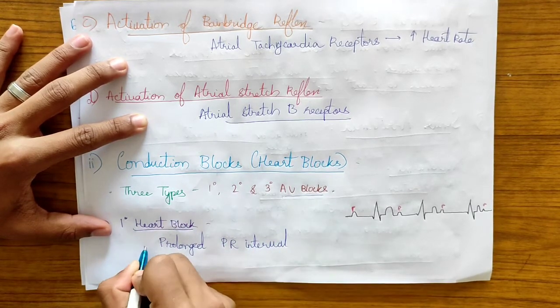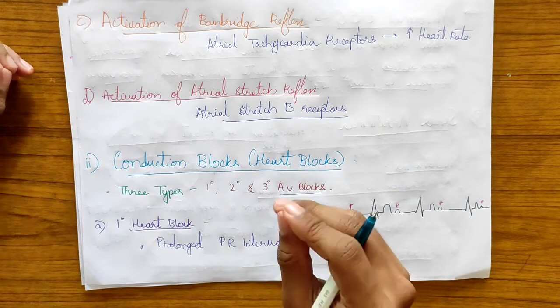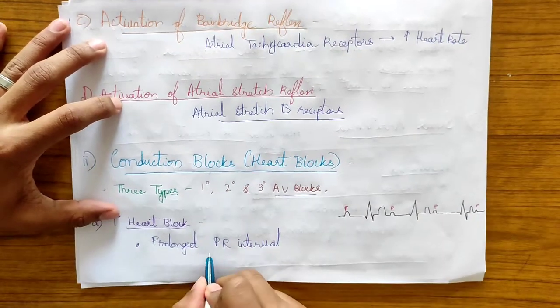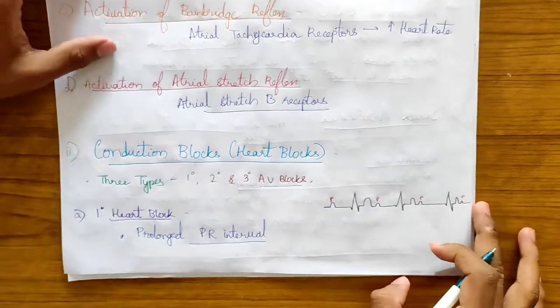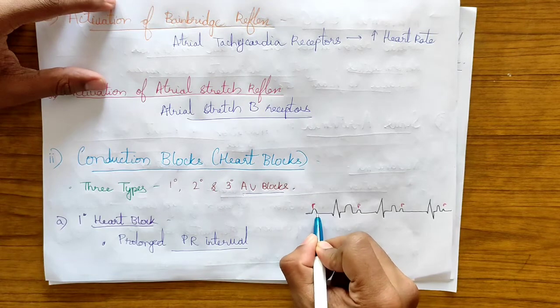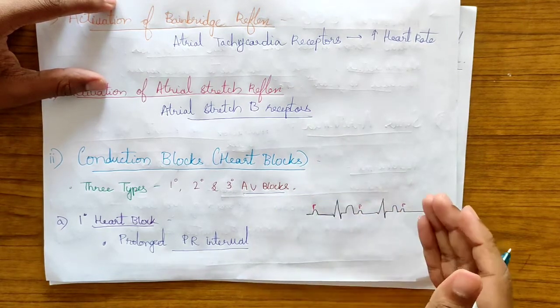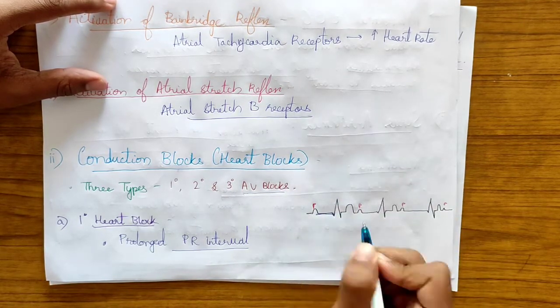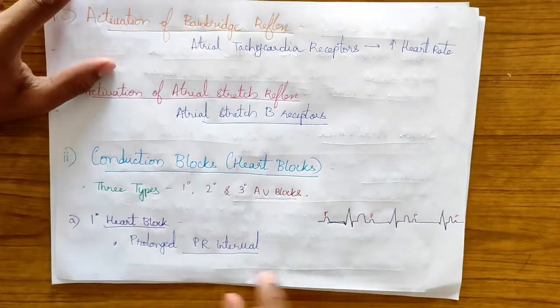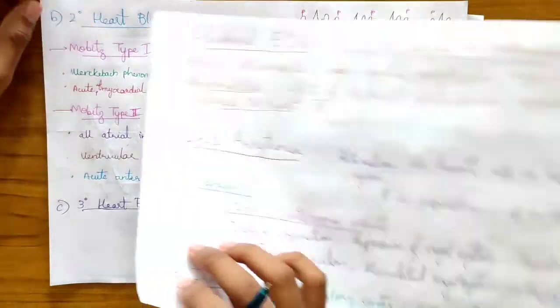So this is due to the delayed AV node conduction. Due to the delayed AV node conduction, there will be a prolonged PR interval. As you can see in the graph here, this is the P wave, and there is an increased or prolonged distance between the P wave and the start of the QRS wave. So this is called the primary or first degree heart block.